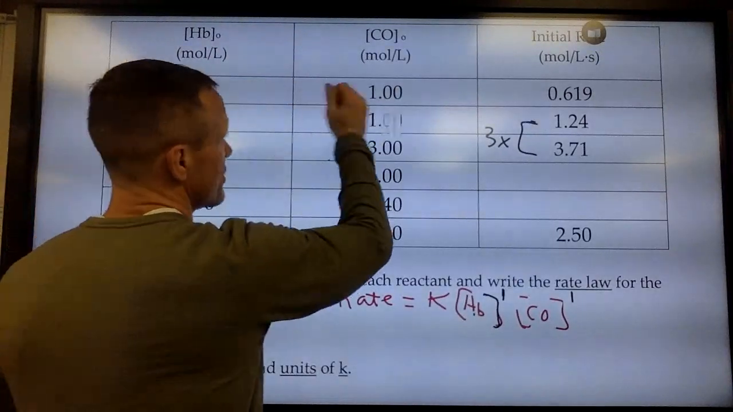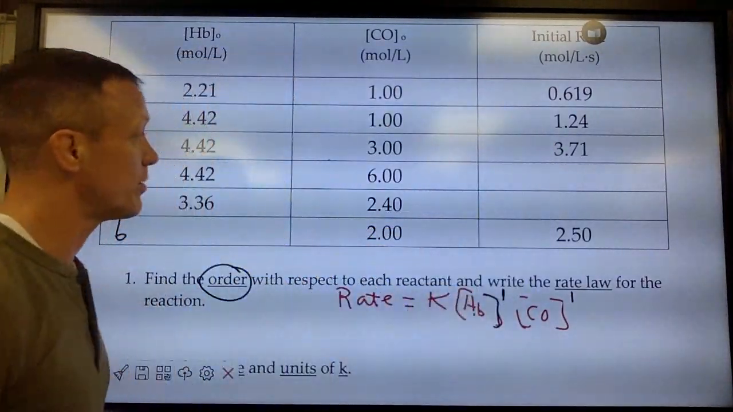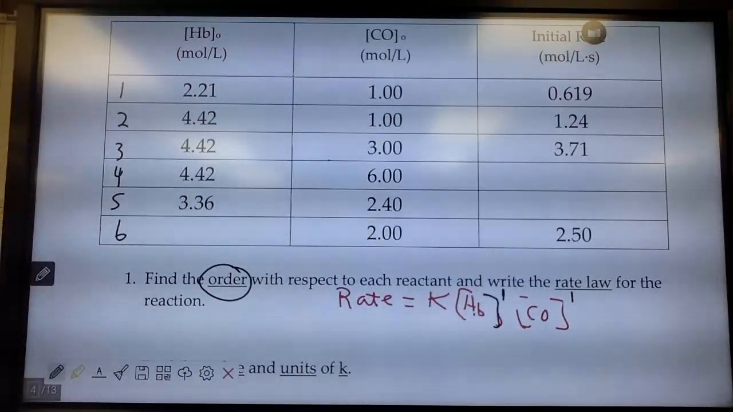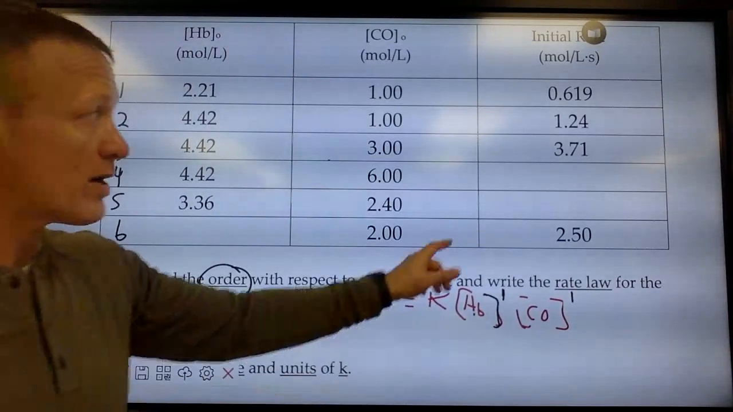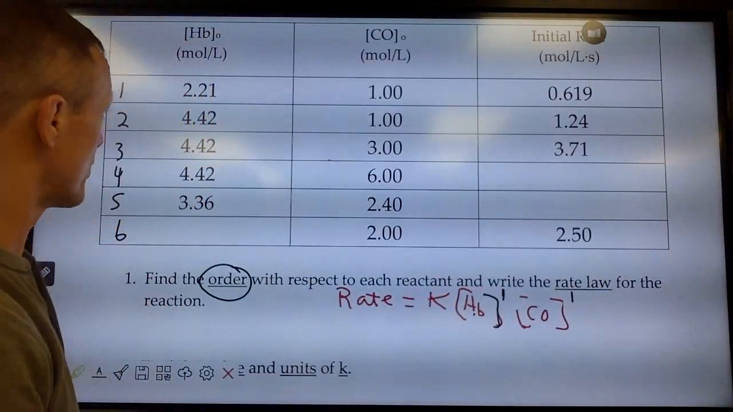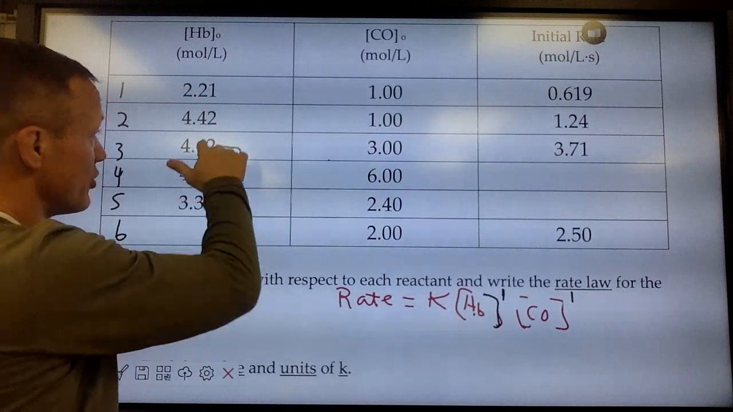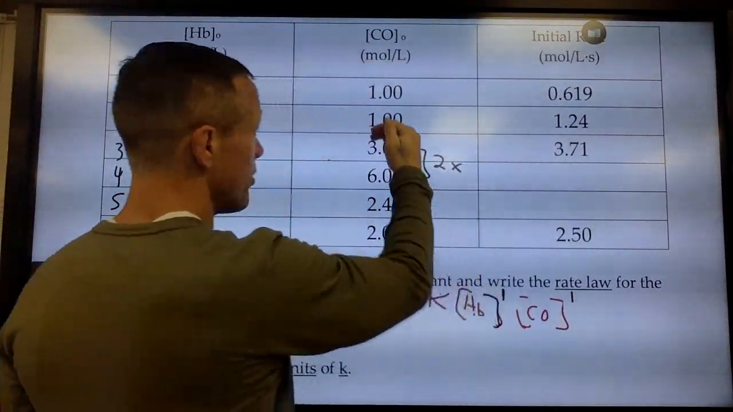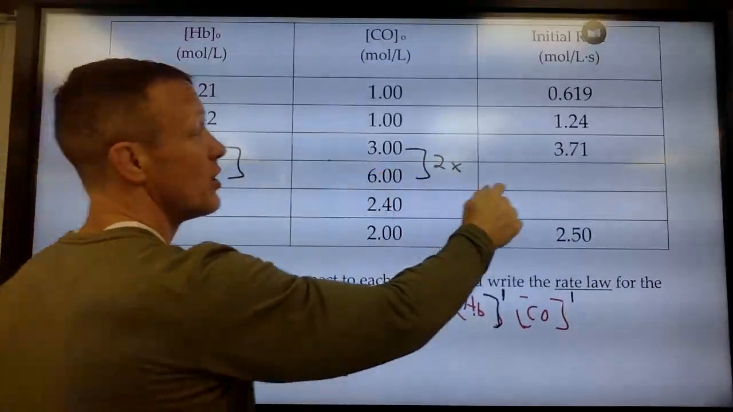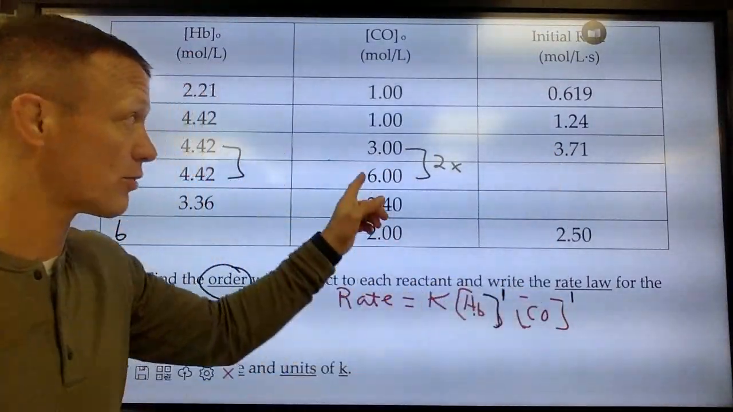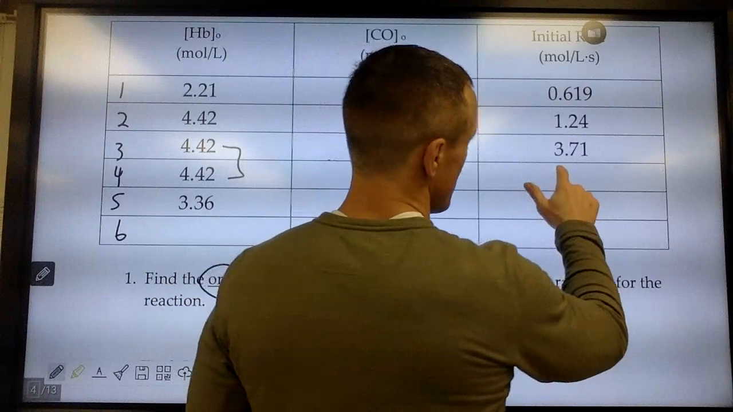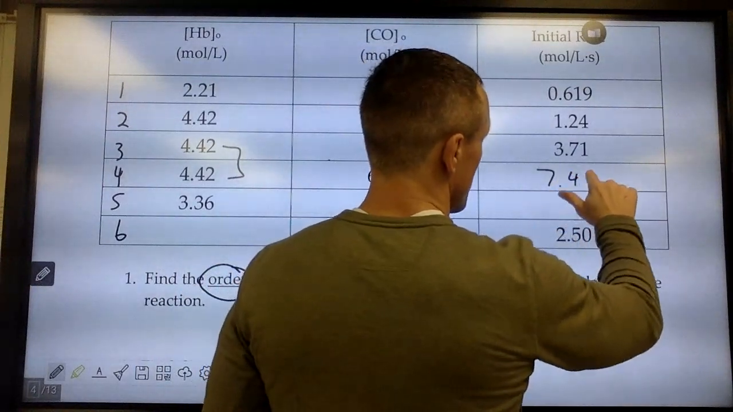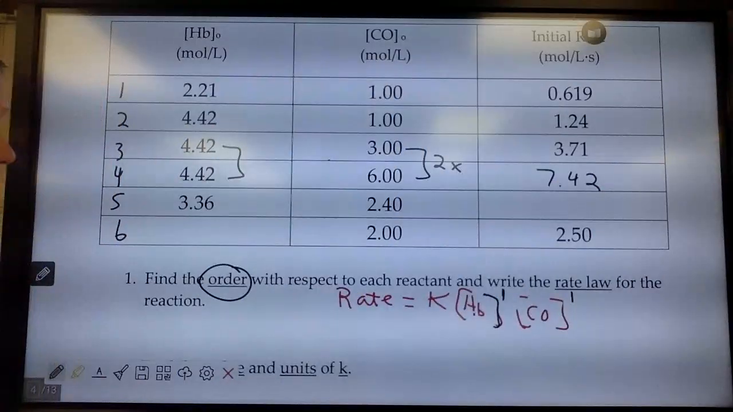If we notice there are some blank spots in the table, we'll fill those in here in a little bit. There is one of those we could figure out right now. We could figure this one out right here, and the reason being, we know this concentration is not changing. This is going up 2 times. So doubling this concentration without changing this one should double this rate because it is first order with regards to this. So this is going to be, what is that, 7.42 moles per liter per second.